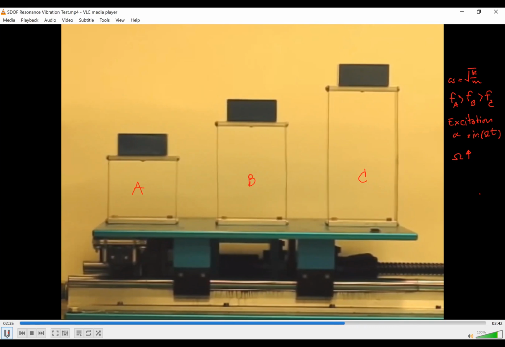And the last one, at a very, very high frequency of the excitation of the ground, we can expect building A will go into the resonance phenomenon. Let's see.